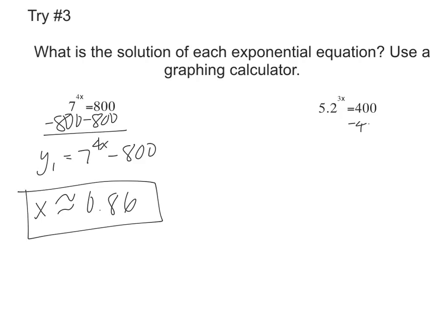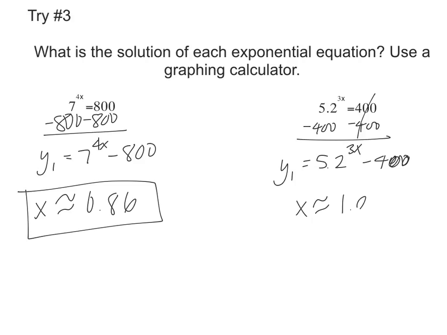Finally, the last one, I'm going to subtract 400. And we should get y1 equal to 5.2 to the 3x minus 400. Again, we need to type that in. After you do second trace and 0, do left bound and right bound. You should get a value where x is about 1.21.